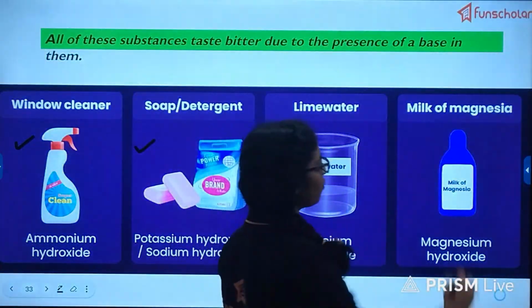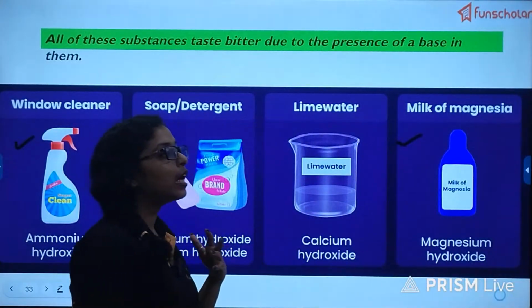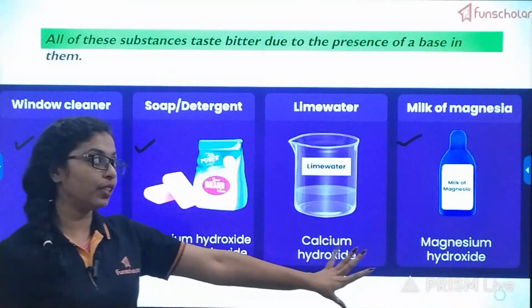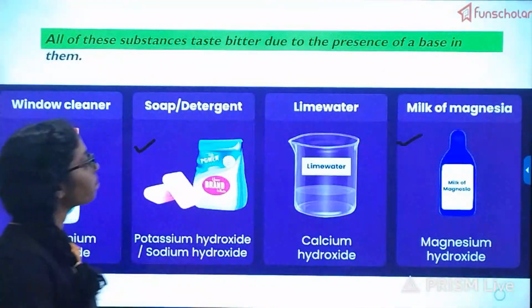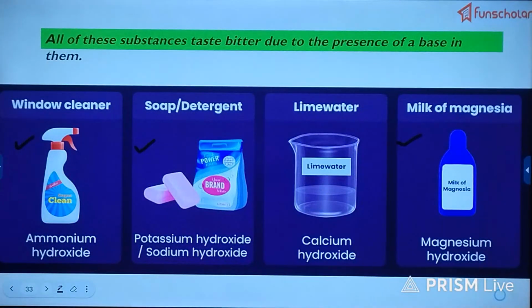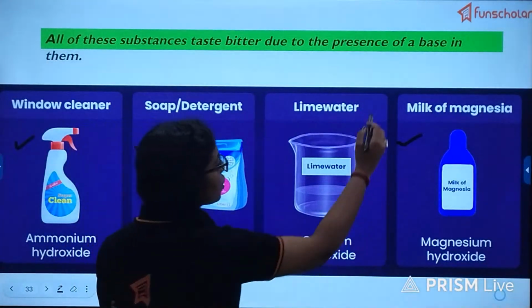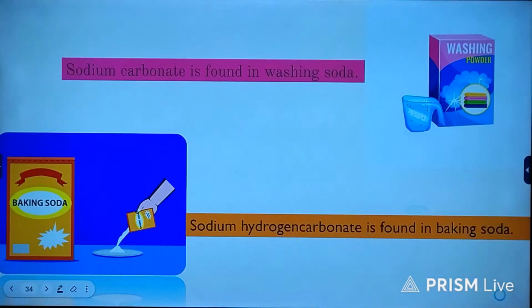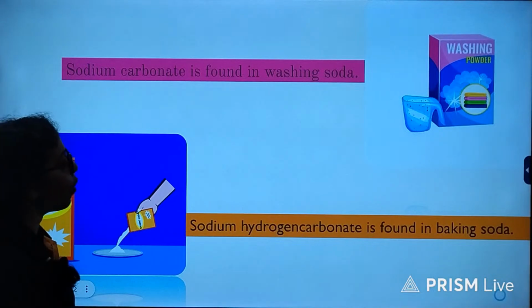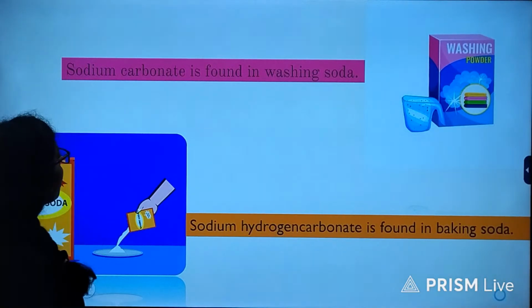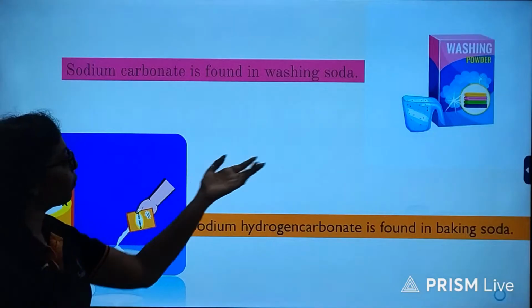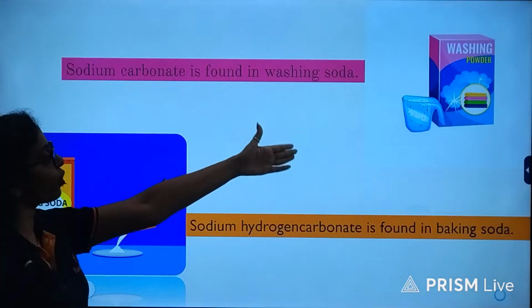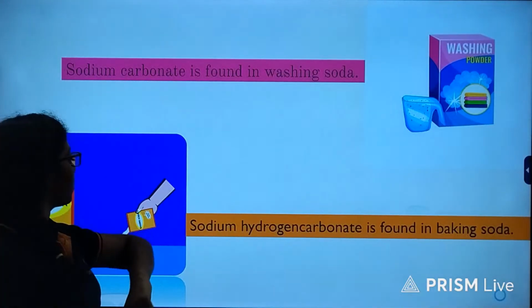Other than that, there is definitely milk of magnesia, which is used to mitigate problems regarding constipation and digestive problems. All of these substances taste bitter due to the presence of the base in them. Sodium carbonate is found in washing soda. I have already mentioned that in washing powder there is also a base.